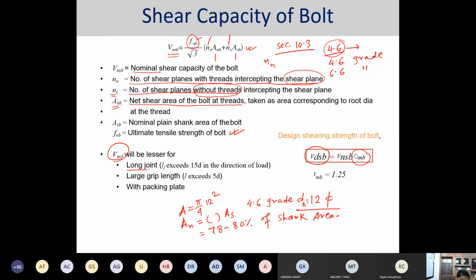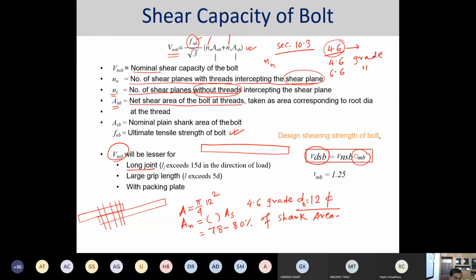a long joint. Long joint means, suppose I have one plate like this, another plate like this, and there are too many bolts available over here, then it is sometimes called a long joint. The joint portion is very, very long.